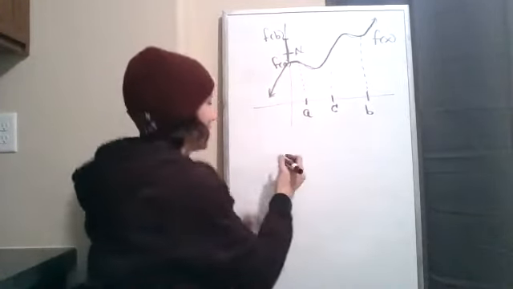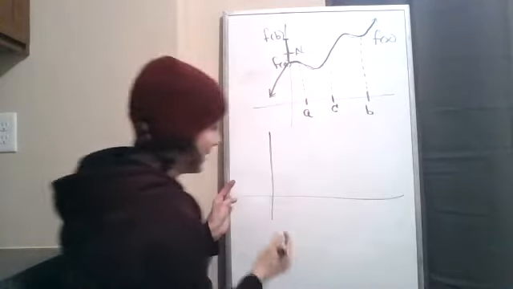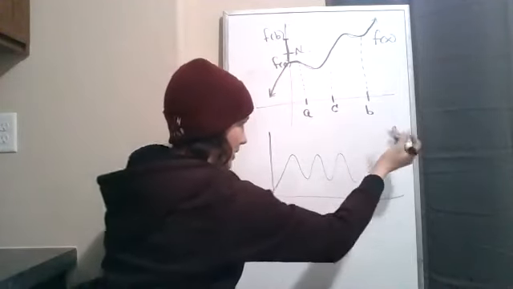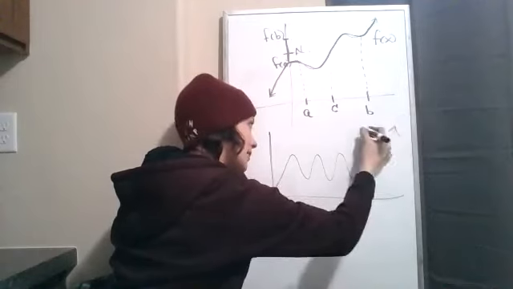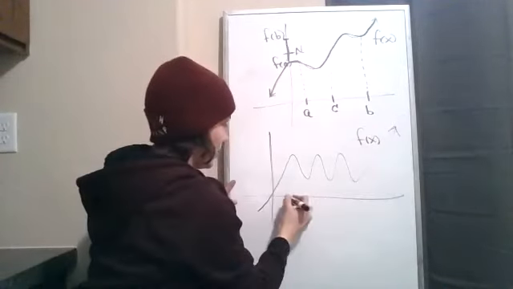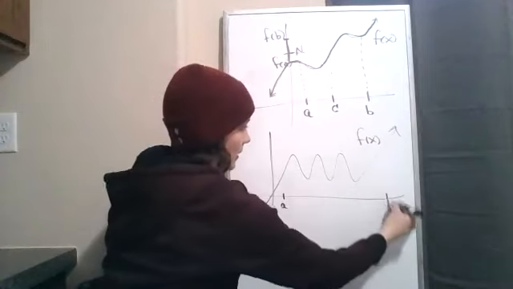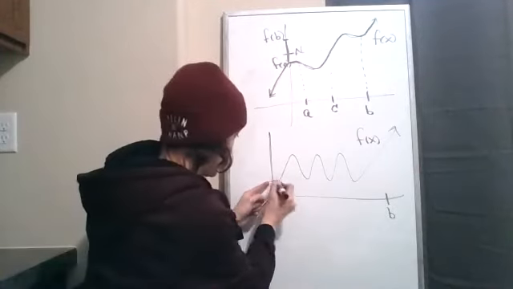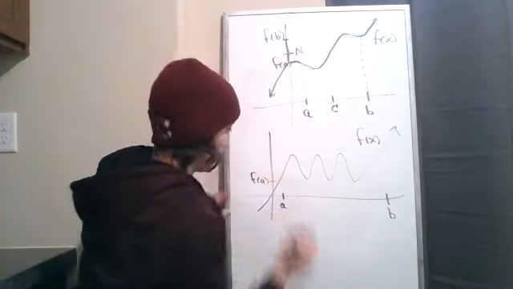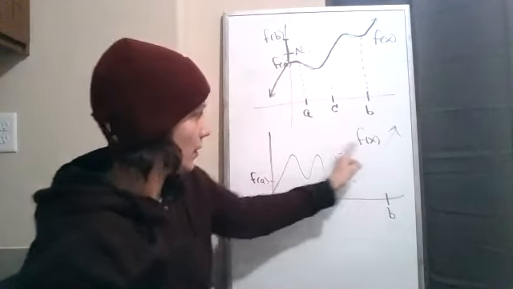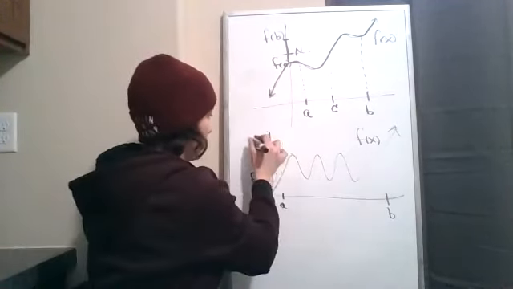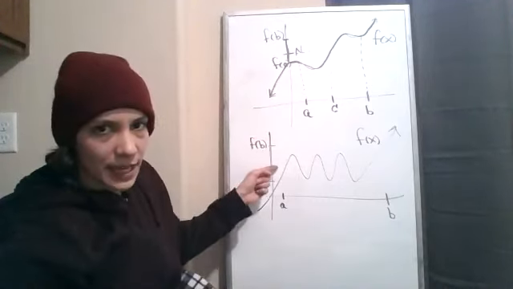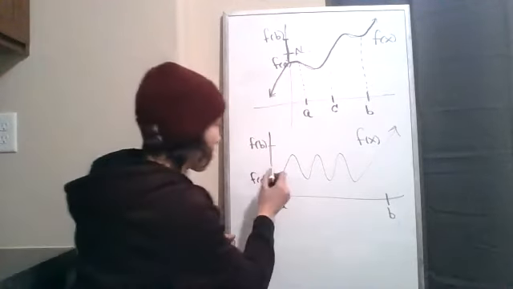Okay, we've got a function. It's going to go like this. Let's call this A, and this is going to be B. F of A is here, ish. F of B we'll put here. And then I'm going to pick n to be right about there, just some number between f of A and f of B.